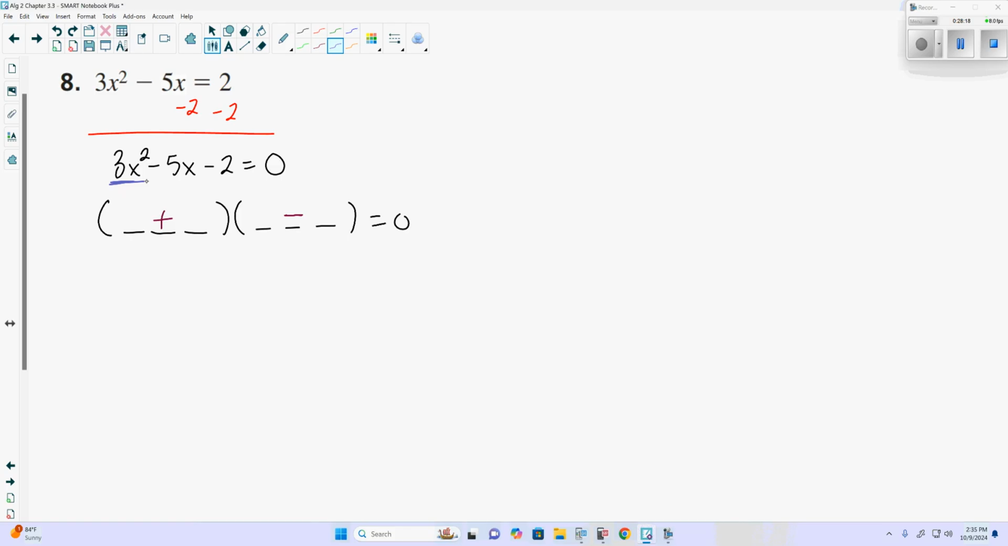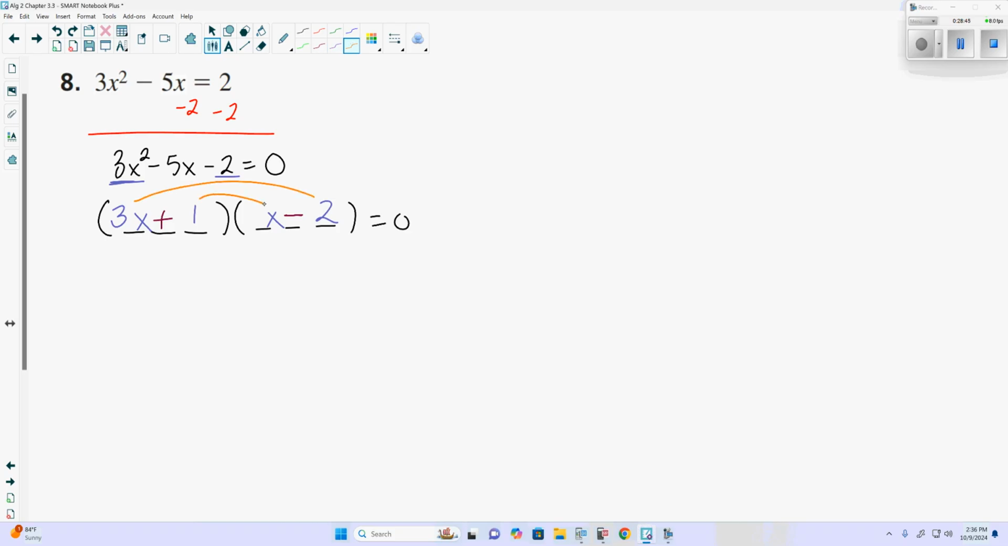Now we need to find the factors of the first and third term. So 3x squared. Well, x squared would be x and x. Factors of 3. Where do we want to put the 3? First one. Factors of 2. 1 and 2. Where do we want to put the 1? Where do we want to put the 2? 1 in the first, 2 in the second.